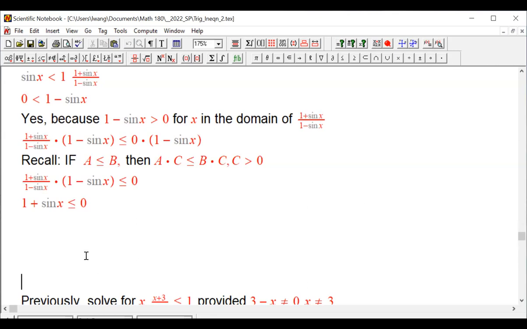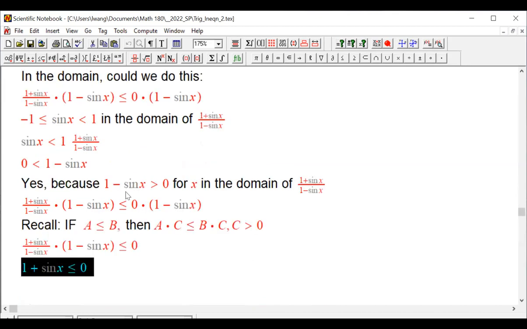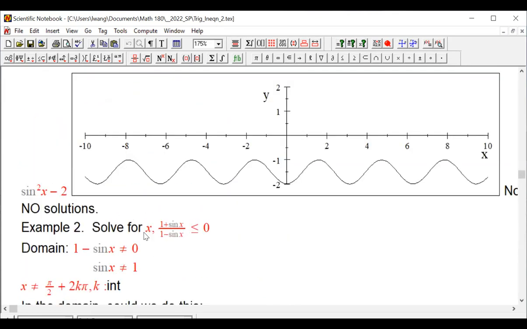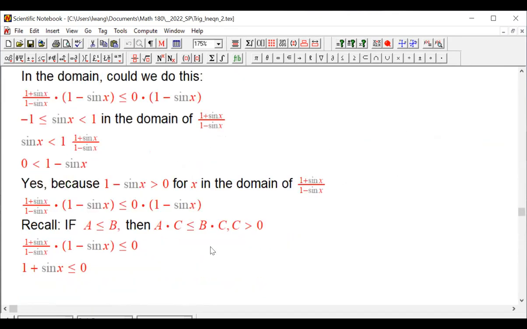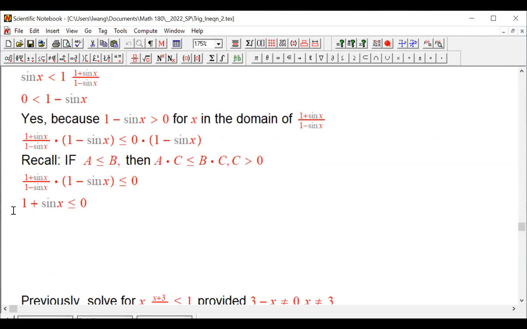I will give you a version of how to show work, okay? Now, (1 plus sine x) over (1 minus sine x) less than or equal to 0. What is the solution to that? From here, we multiply both sides by 1 minus sine x. If this is true, what will be the solution for sine x?